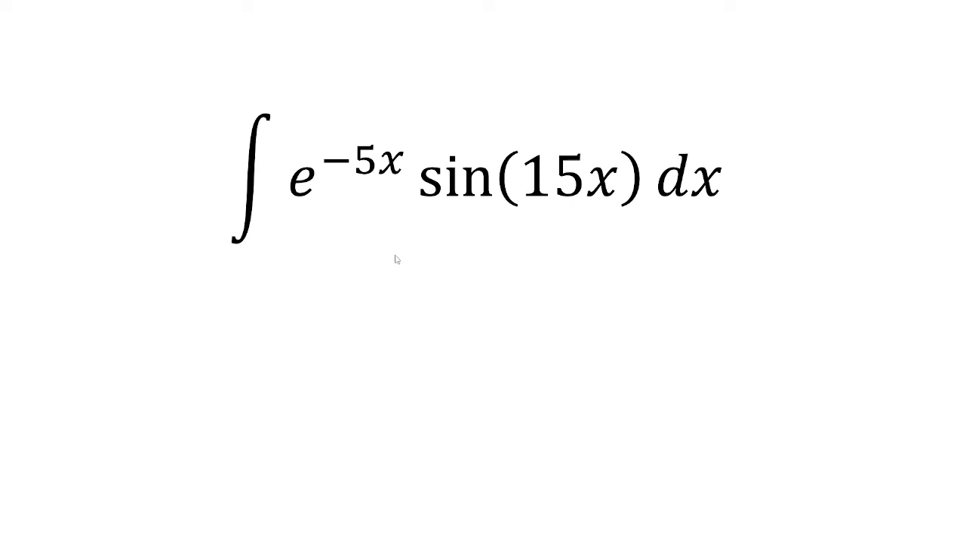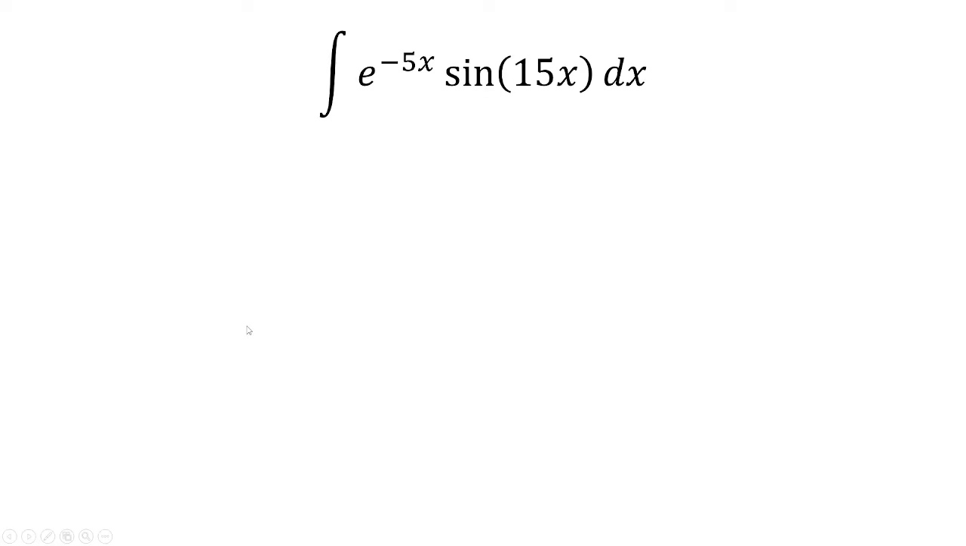In this video, we want to integrate e to the negative 5x sine of 15x dx. The method we're going to do is tabular integration, which is an extended version of integration by parts. So the idea is you want to have a sign column, a derivative column, and an integral column.